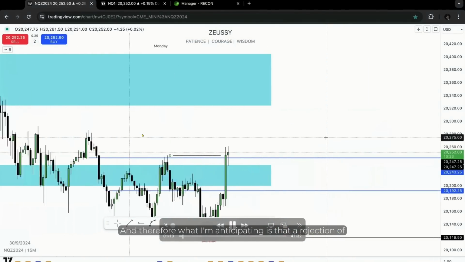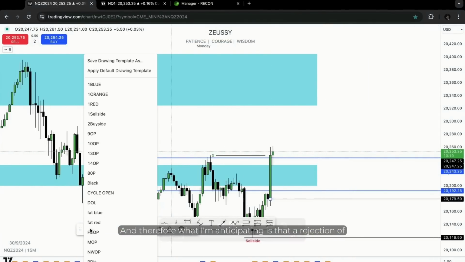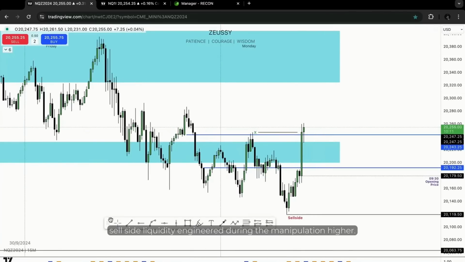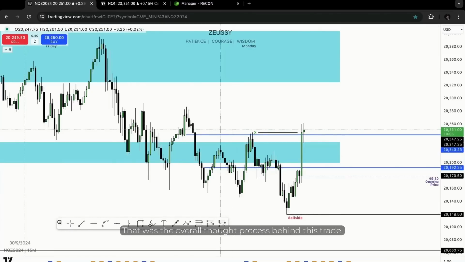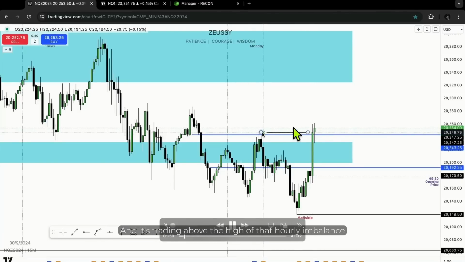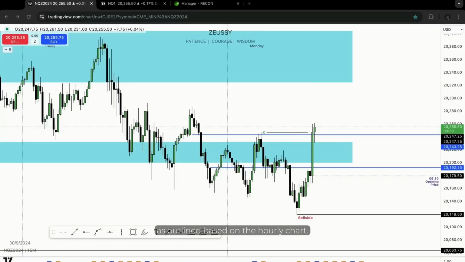And therefore, what I'm anticipating is that a rejection of this high will take place to then draw towards the sell-side liquidity engineered during the manipulation higher. That was the overall thought process behind this trade. So when we then take a look at the following, I want you to see that the market is now trading above that London high and it's trading above the high of that hourly imbalance as outlined based on the hourly chart.